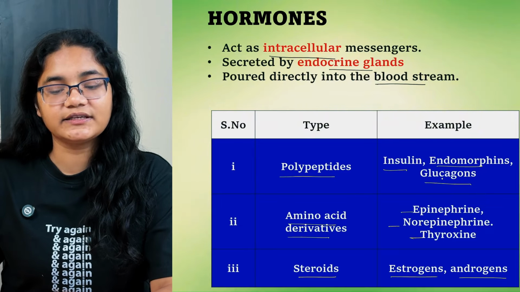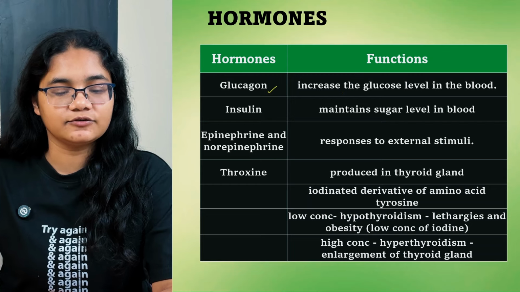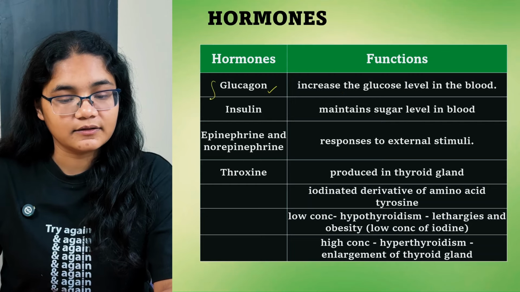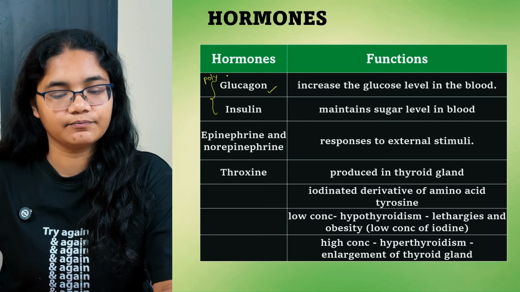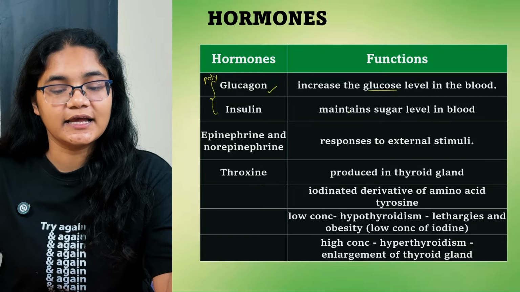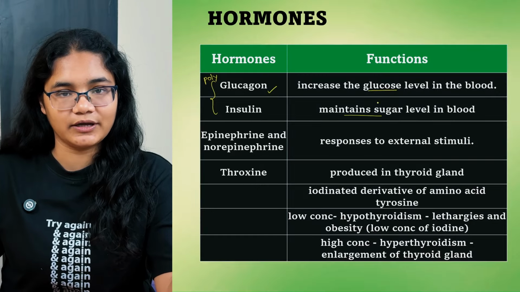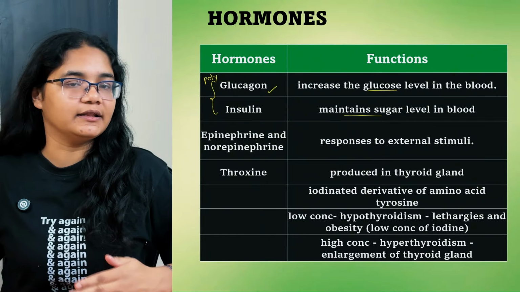insulin, endorphins, and glucagon. Okay, so first let's see the function of glucagon here. These two are from the category of polypeptides. Glucagon is used to increase the blood sugar level, whereas insulin reduces the blood sugar level. So these two together work to maintain the sugar level in the blood.